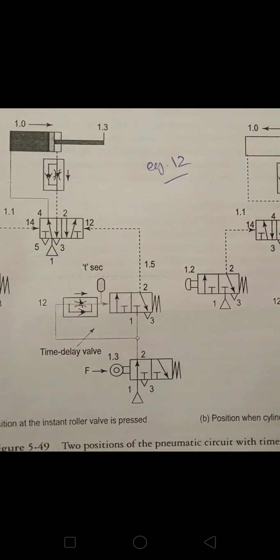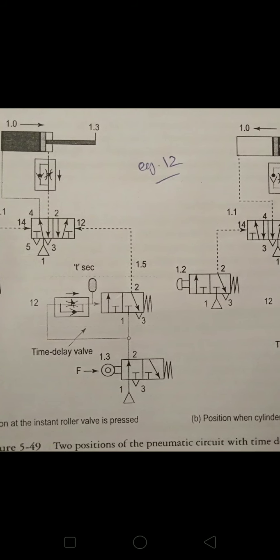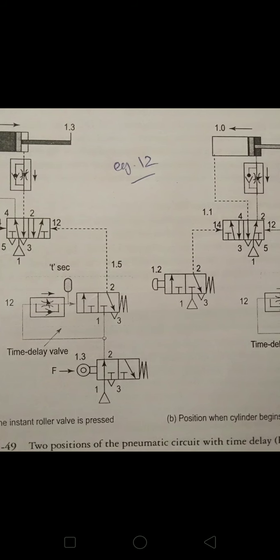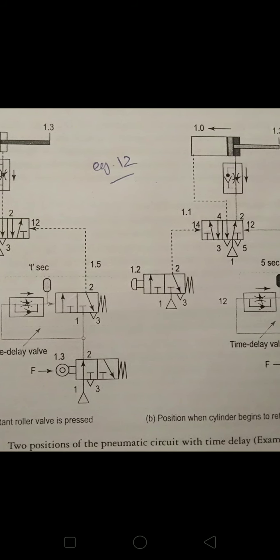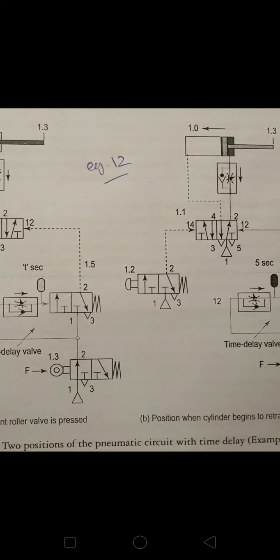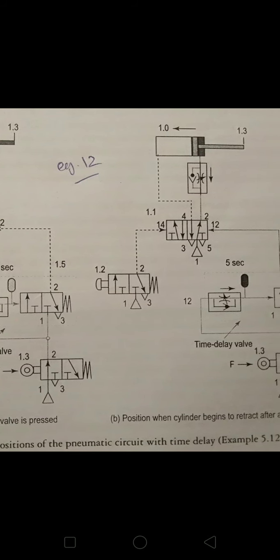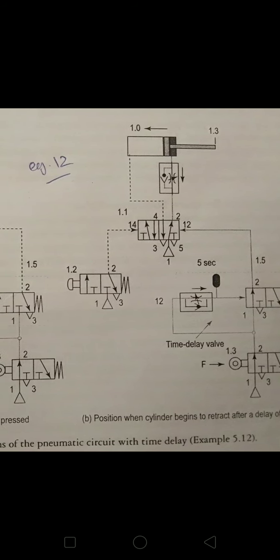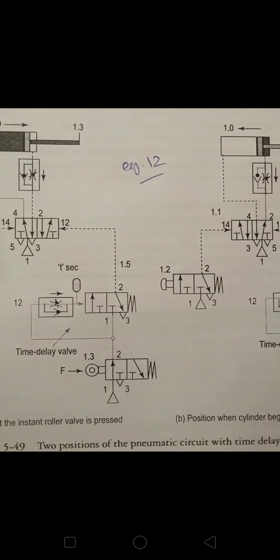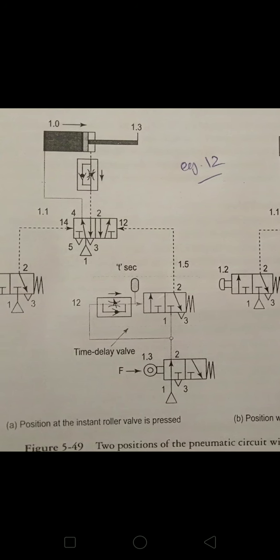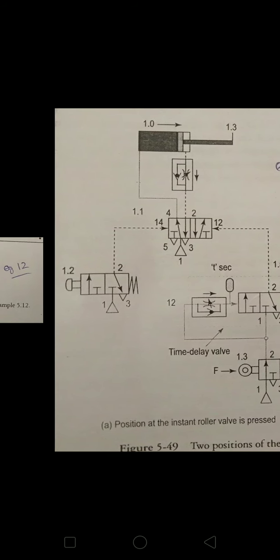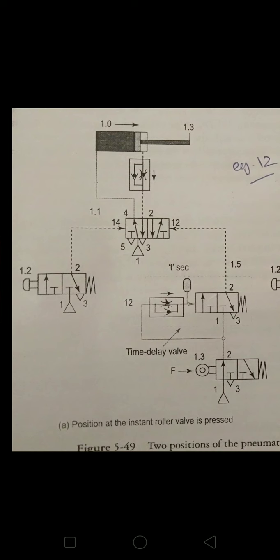So here valve 1.2 initiates the forward motion of the cylinder, and when the cylinder is fully extended, the roller valve 1.3 is actuated and an output signal is generated. This signal is applied to pilot port 12 of the time delay valve. The time delay valve issues an output signal only after an elapse of 5 seconds from the application of the signal at its pilot port 12, to cause the return motion of the cylinder, right?